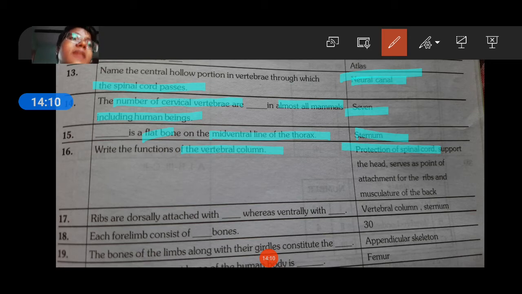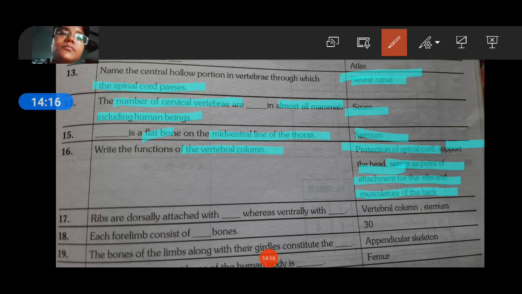Protection of the spinal cord, support the head, serves as a point of attachment for ribs and musculature of the back. Ribs are dorsally attached with the vertebral column and ventrally with the sternum.